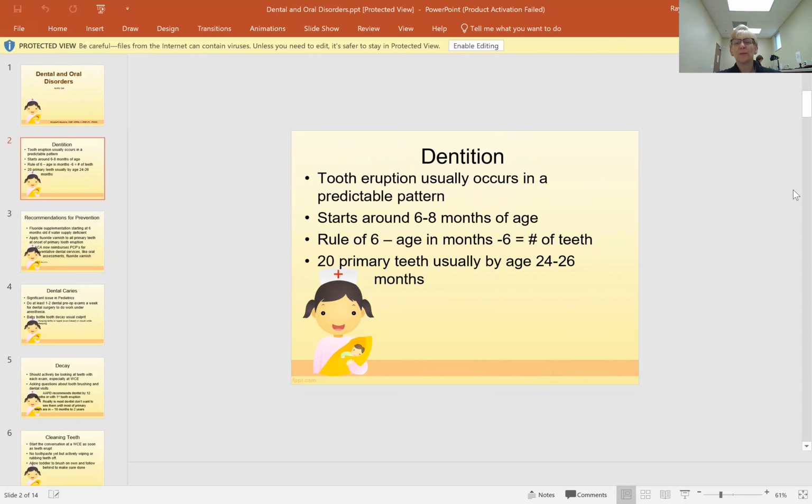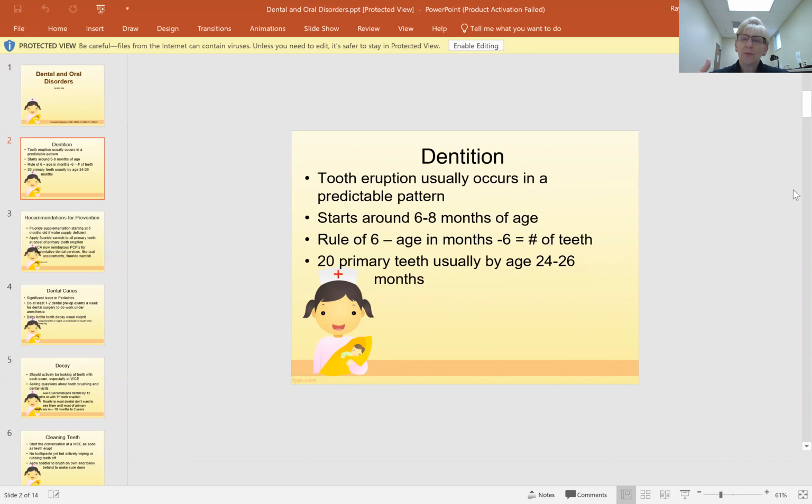All right, so tooth eruption usually occurs in a very predictable pattern. Not always, because I have had some that get certain teeth before they get others, but usually it starts between 6 and 8 months of age. Not always, but that is your rule of thumb. And you usually start with the 2 bottom teeth. It goes 2, 2, 2, 2. So you get these 8 front first. Sometimes others will come in. And we use that rule of 6. We take their age in months minus 6, and that's about the number of teeth that they have.